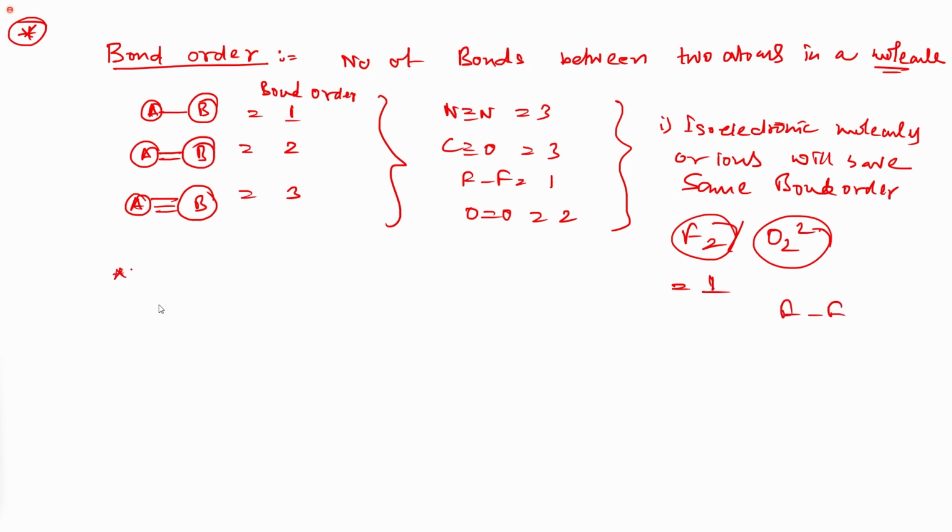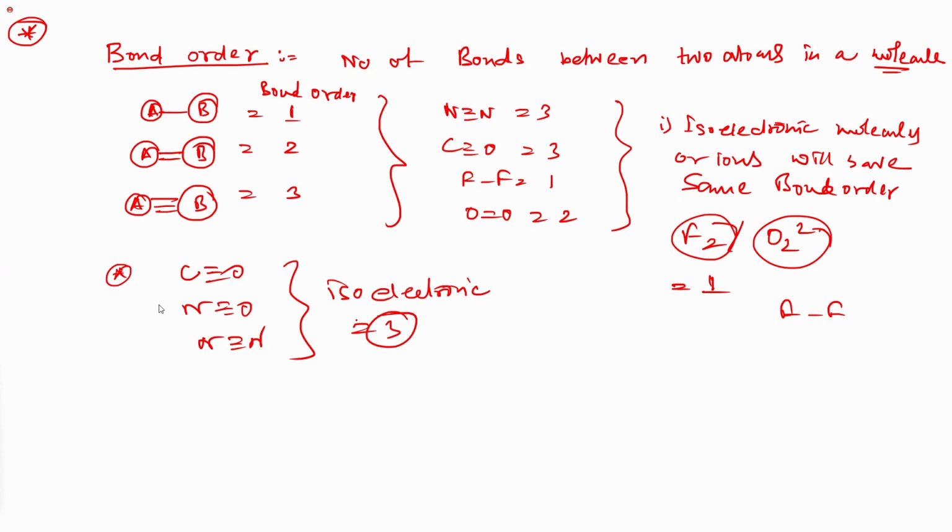Similarly, C triple bond O, N triple bond O (NO plus), and N triple bond N are also isoelectronic. So the bond order equals 3. So isoelectronic molecules and ions will have the same bond order. Otherwise, the bond order is the number of bonds between the two atoms involved in making a molecule. There are some other points you can know from the bond order value.